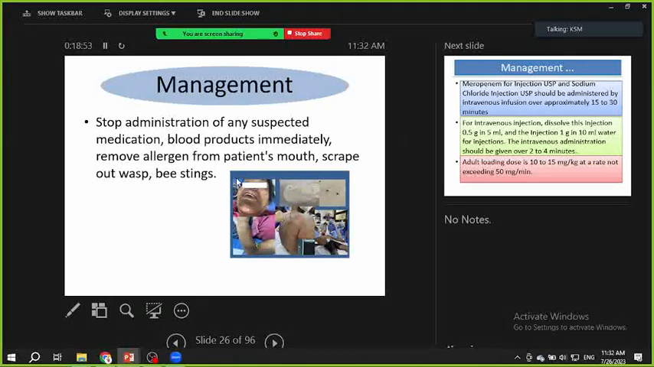No need to run here and there. Just stop your saline, no blood product. And this time I'll take the opportunity.